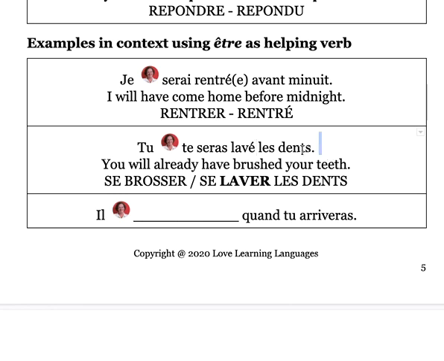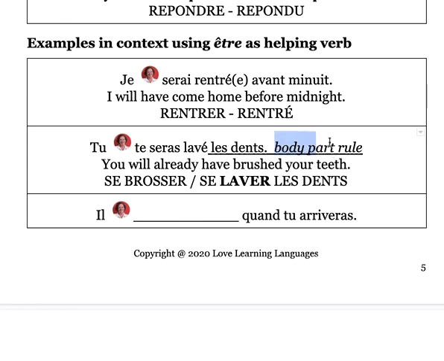Now, don't make agreement here. Do you know why? Remember the body part rule. That body part rule, remember that means that you don't have to make agreement in the passé composé, even though être is your helping verb. We call it a body part rule because it will always be a body part if you find yourself using a reflexive verb with a direct object following it. Okay, so that body part is actually a direct object. No agreement, d'accord?